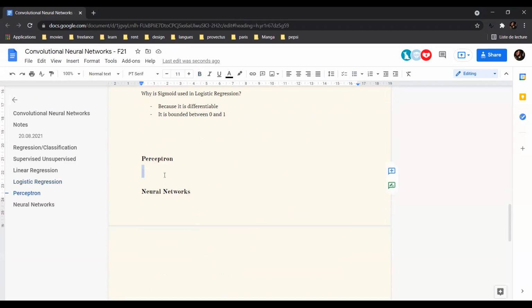Yep, go ahead. Somebody starts writing something very quick about perceptron, and then somebody goes about writing something about neural networks, right?